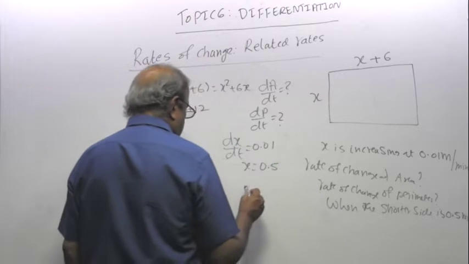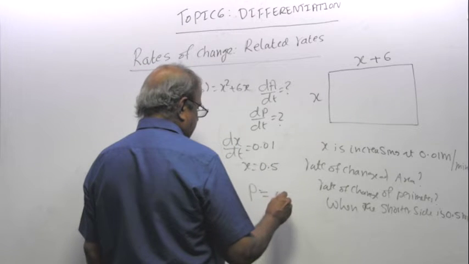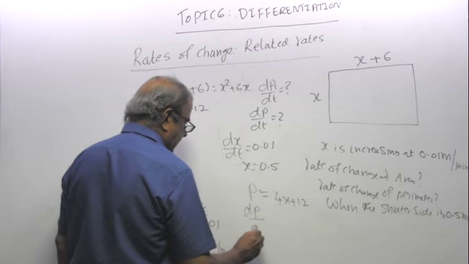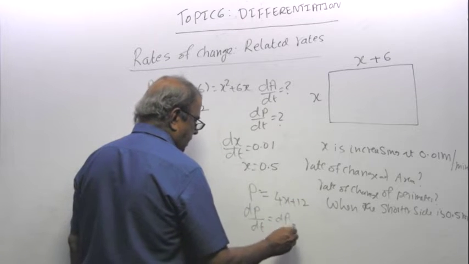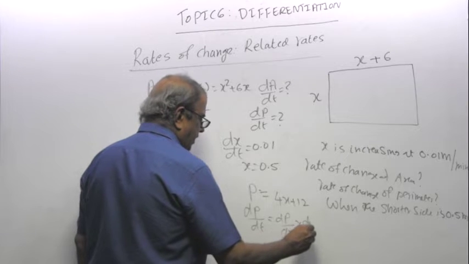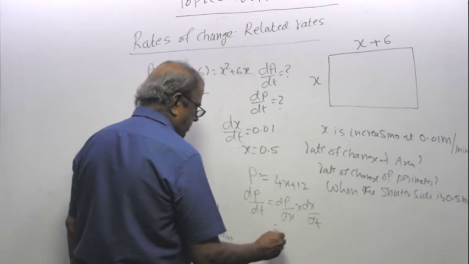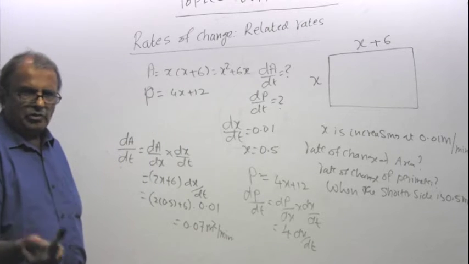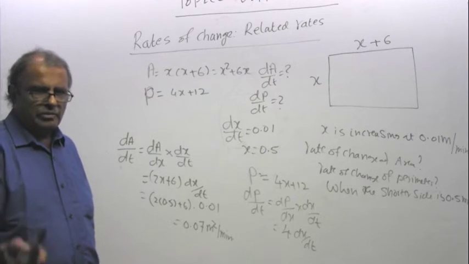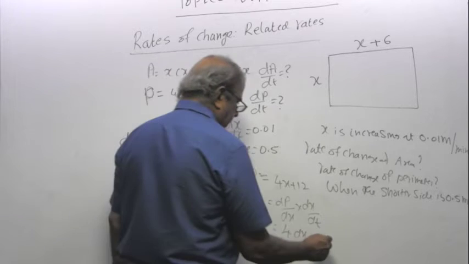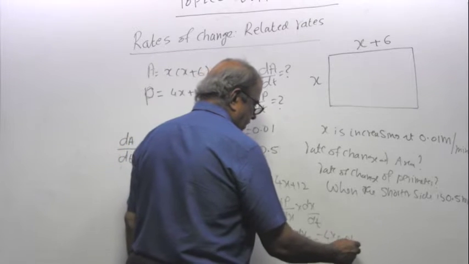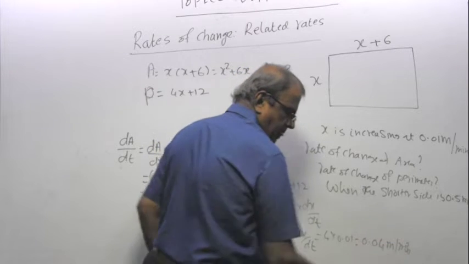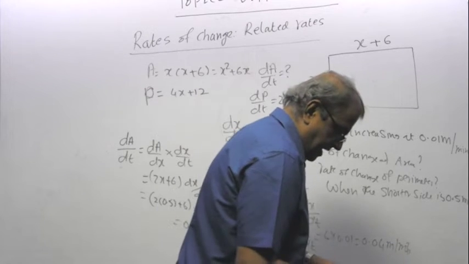Okay. What about the perimeter? Perimeter is 4x plus 12. So dP by dt is dP by dx times dx by dt. dP by dt is 4 dx by dt. Look, if I have an x, I substitute for x. If I don't have an x, I don't substitute for x. So therefore, it is 4 times 0.01, which is 0.04 meters per minute. That was quite a simple question.